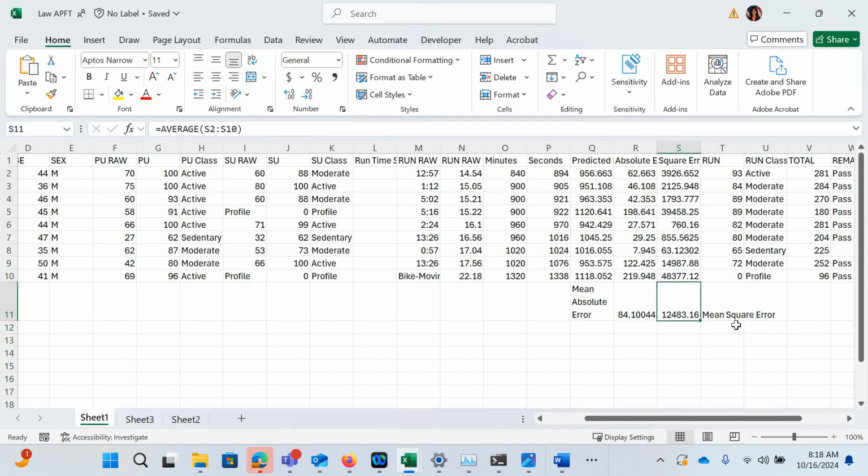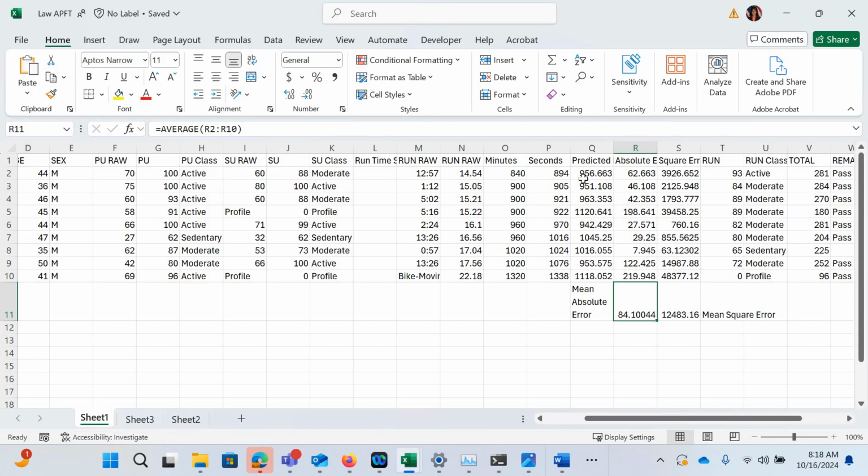Obviously, the lower these numbers are, the better. On average, I have about 84 seconds of error from my prediction model, which is not really that terrible, but there's a huge spread in this. I also really want the standard deviation of this, but we're not going to go there. This is the minimum you have to know in this class, is how to calculate the mean absolute error and the mean square error. You need to know how to do this by hand.